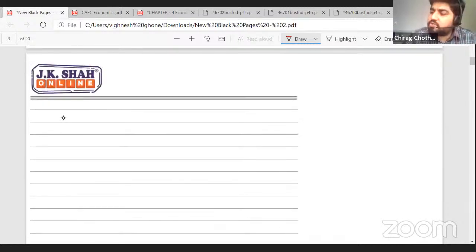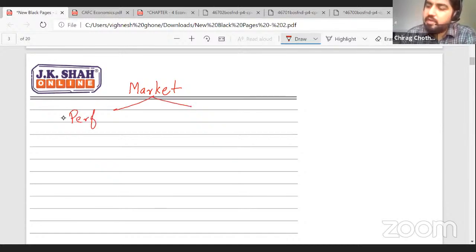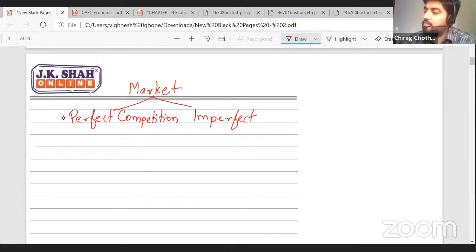Now, when we are talking about the market, students, I'm going to divide the market into two parts. What are the two parts? The first one is going to be perfect competition. And apart from perfect competition, whatever is the other market category, we put it in the part of imperfect competition. The only difference between perfect and imperfect competition is that in perfect competition we consider homogeneous goods at a single uniform price. Price will be constant. In imperfect competition, we consider different prices.